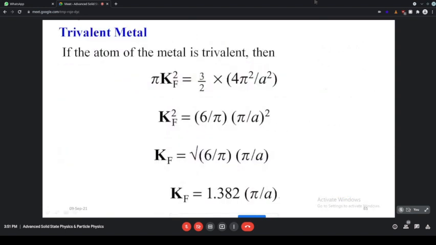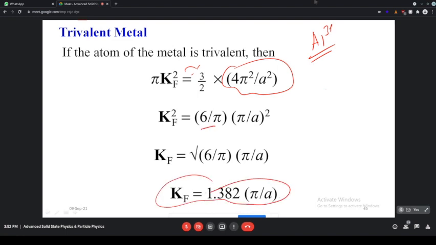Let us consider a trivalent metal. Suppose we are considering aluminium 3 plus, that is trivalent. Then we have 4 pi a square, 1 by 2 multiplied by 3, and then we can write Kf is equal to this, this and this. This will cross the corner or not? Not possible. Still, this will not cross the corner.